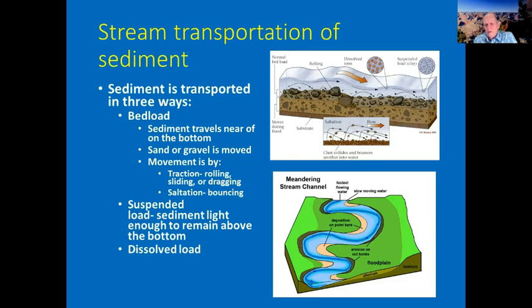Next, we talk about suspended load, which are those particles that never touch the bottom. The water velocity is great enough to keep them in the water column without needing to bounce. And the last is dissolved load. Most water is slightly acidic, so it will dissolve calcium carbonate and many other things, iron oxide, for example, and transport it in a dissolved form.